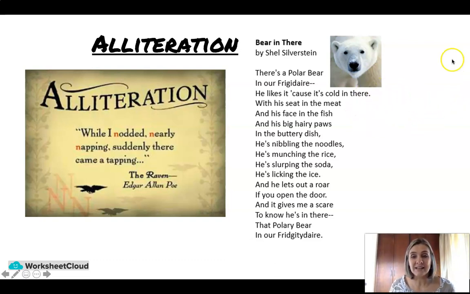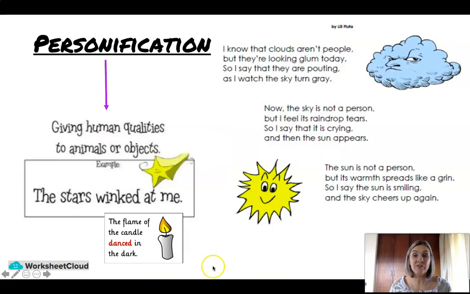So yes, love that nibbling noodles and face and fish. And some lovely use of it in that poem Bear in there. Right, we move on to personification. So the ones we've just done now, alliteration and onomatopoeia, are sound devices. They're still figurative language devices, but they're to do with sound.